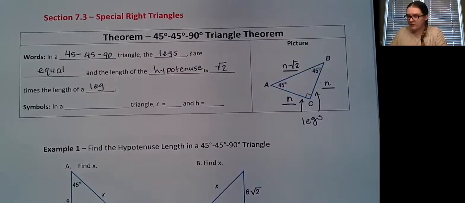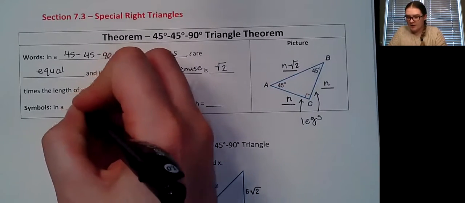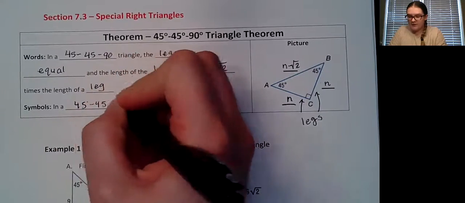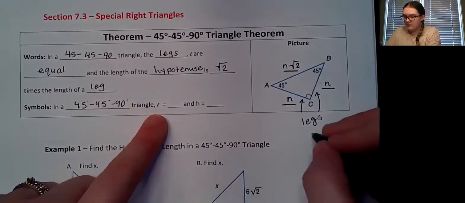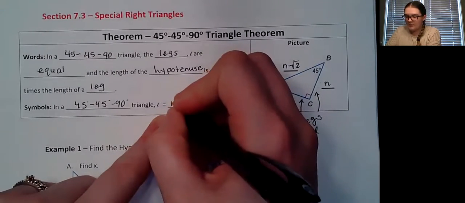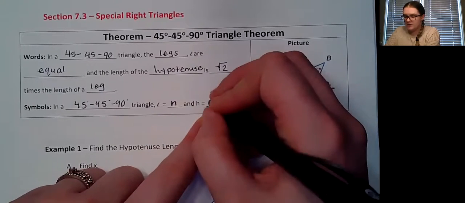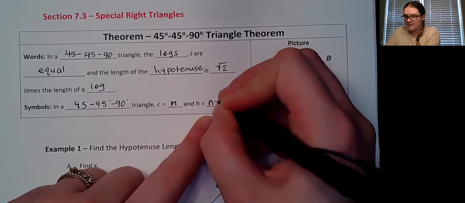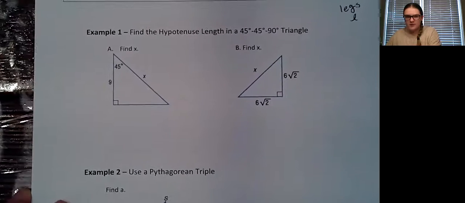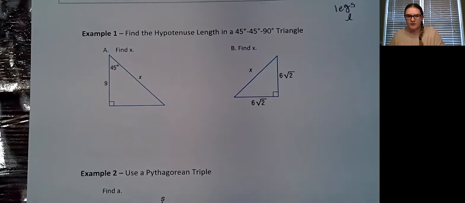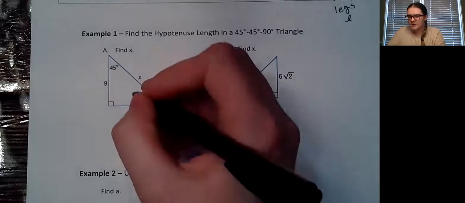Okay, so in symbols, we kind of already filled in our picture, but in a 45, 45, 90 triangle, then L, which are our legs, are going to be equal to n, and our hypotenuse is going to be equal to n square roots of 2. So if we're given our hypotenuse, we can work backwards and find the length of our legs. If we're given our legs, we can work forwards and find the length of the hypotenuse. Okay, let's do an example. Find the hypotenuse length in a 45, 45, 90 triangle. So I want you to find x, so that's the hypotenuse.